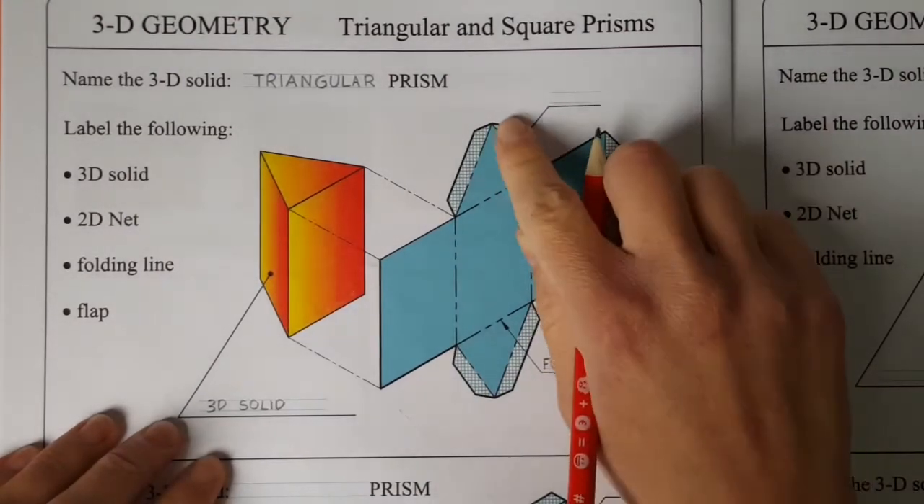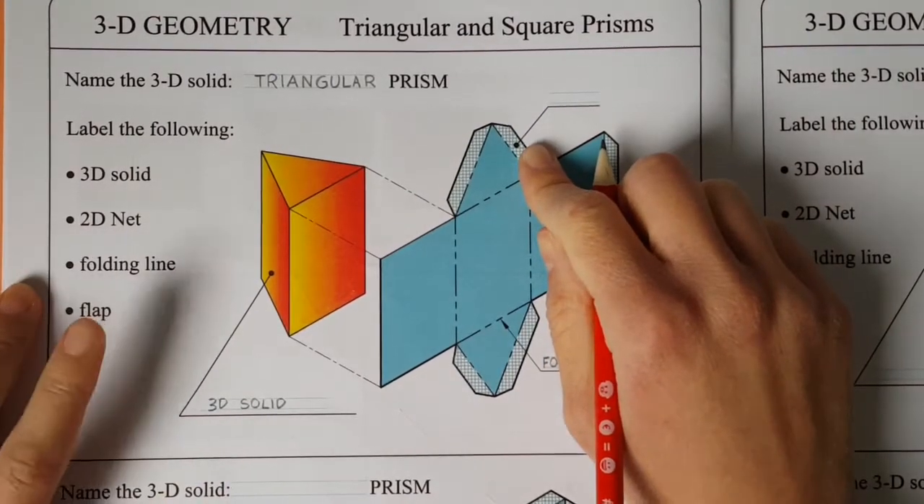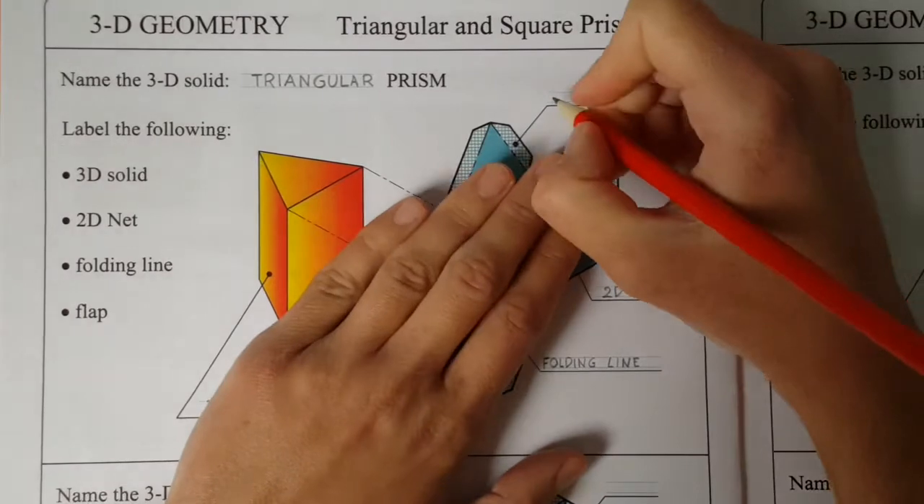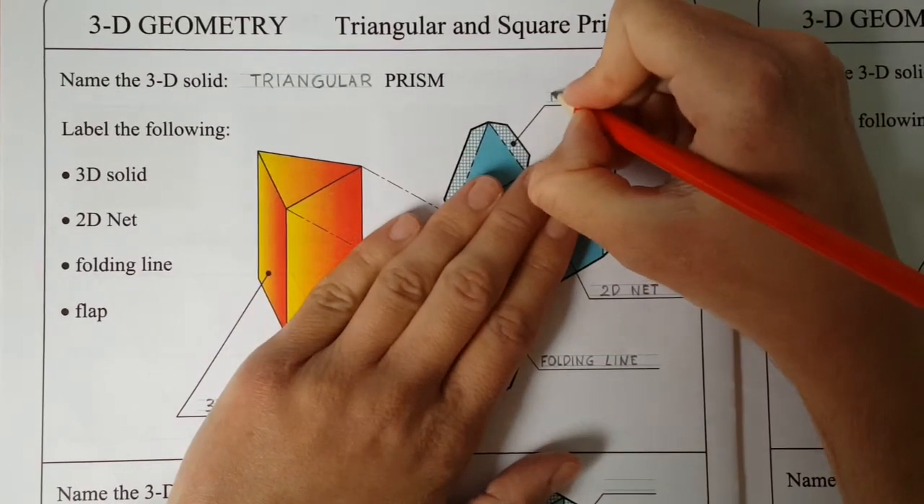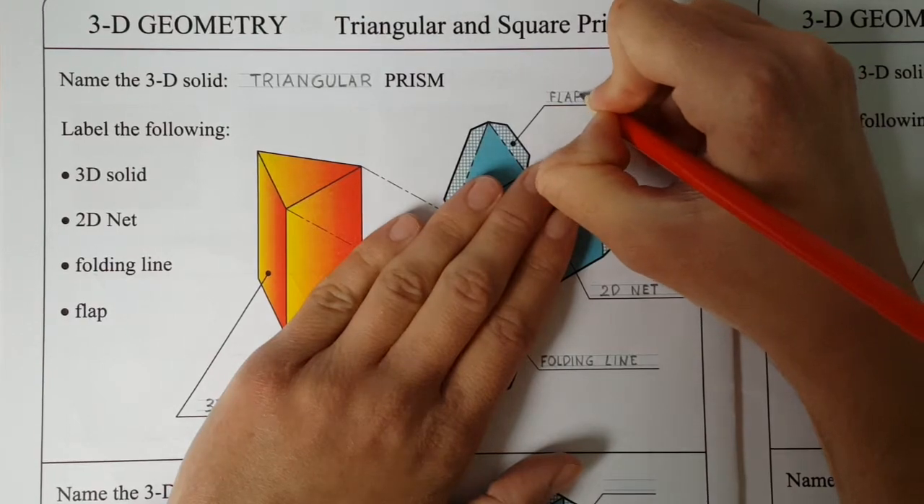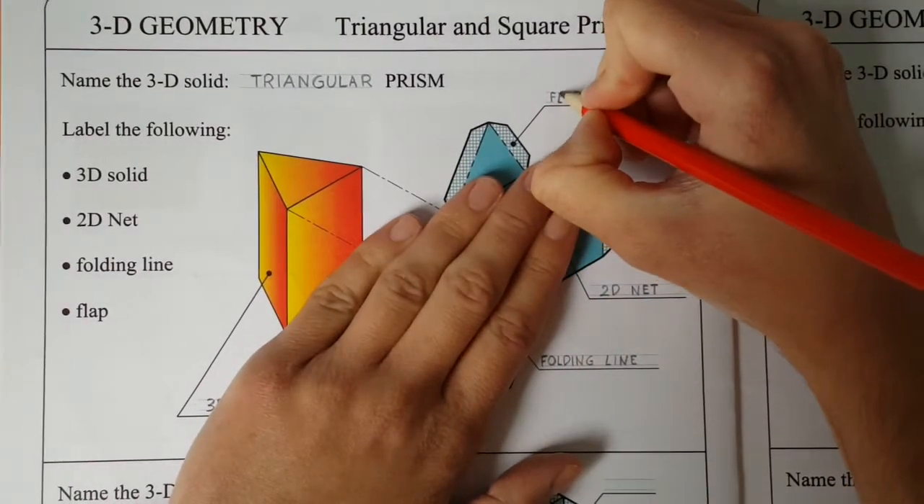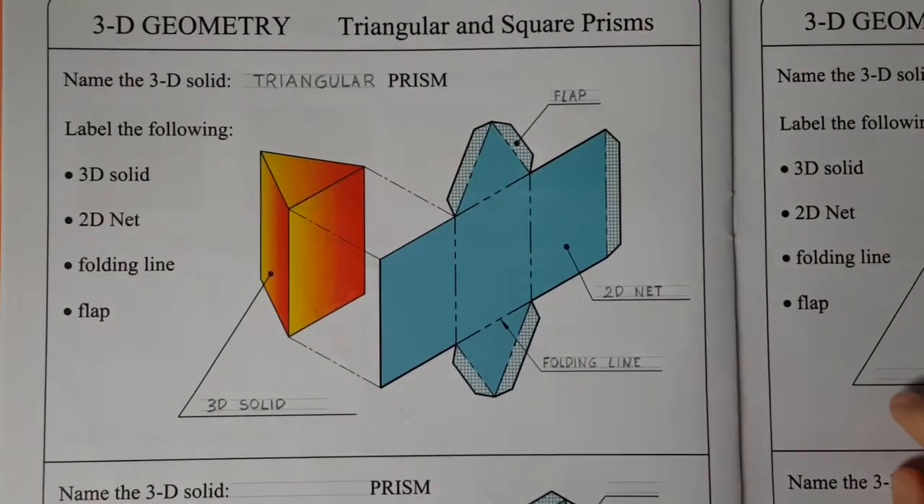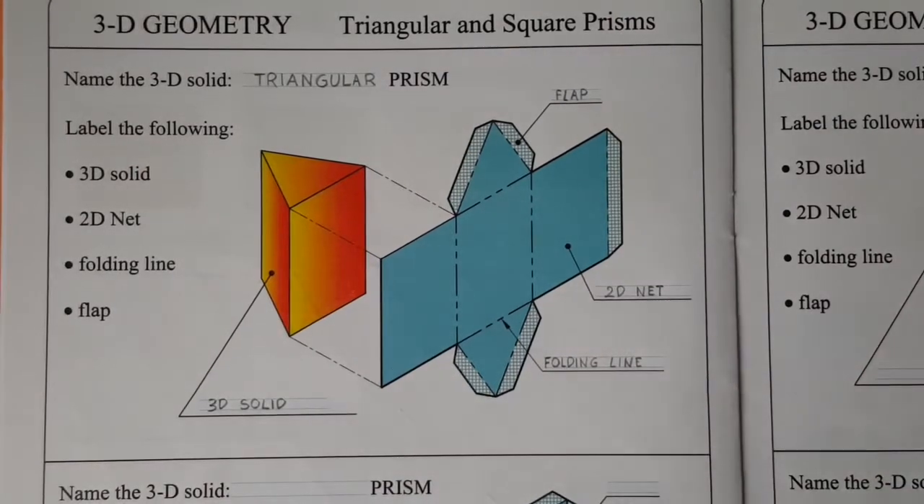Next we have the flap. Now this flap is used for adhesive to be put on it to keep the folded 2D net together. Now let's move on to the others.